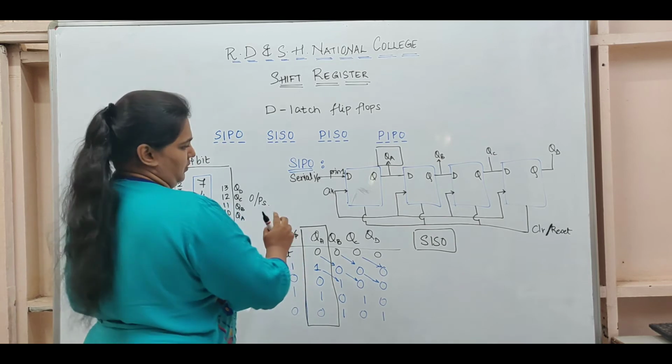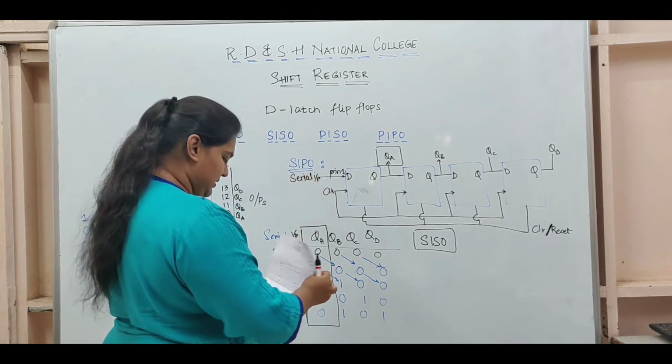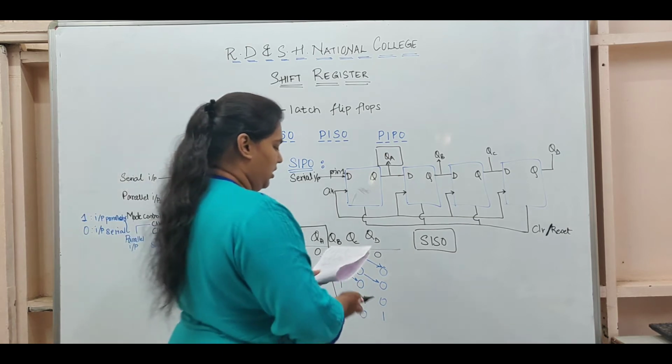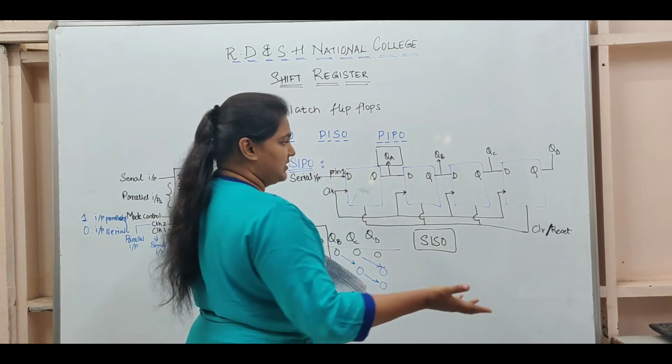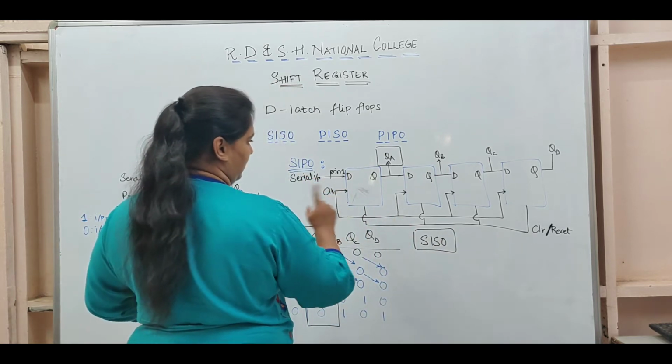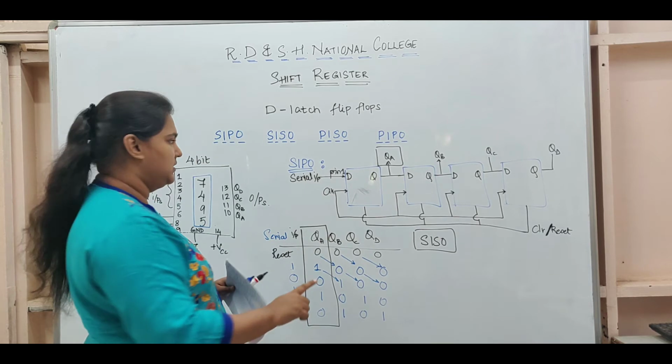Now coming to the next one, which is parallel in, serial out. So what happens in parallel in, serial out is the data is given in parallel format. That means you are providing separate data to all of them. So I'll just erase this a little.